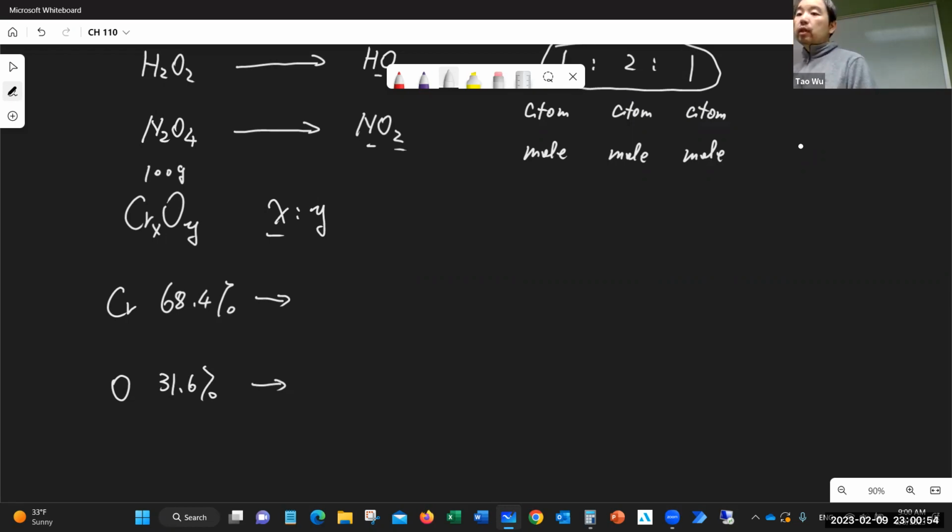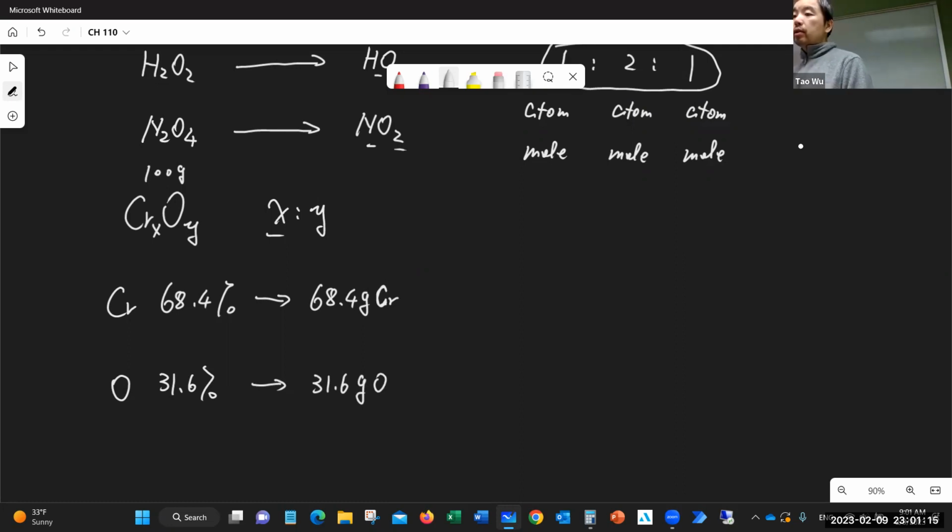So 68.4%, that means we have 68.4 gram of the chromium. So this is the first step. We got the mass of the chromium. And we are having 31.6 gram of the oxygen. Okay, so those are the first step.